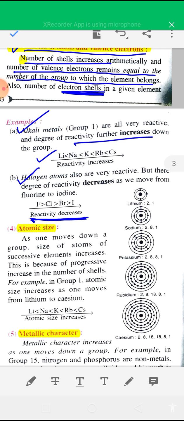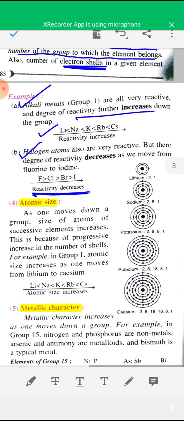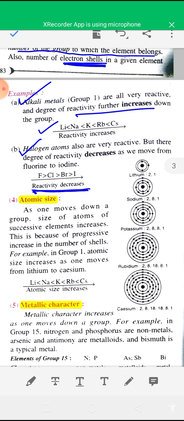In case of alkali metals and alkaline earth metals, reactivity of the element decreases down the group, and in case of halogens, reactivity is just opposite. In case of halogens, reactivity decreases down the group. So reactivity of different halogens decreases from fluorine to iodine. Fluorine is the most reactive element in group 17, and iodine is the least reactive element in group 17.